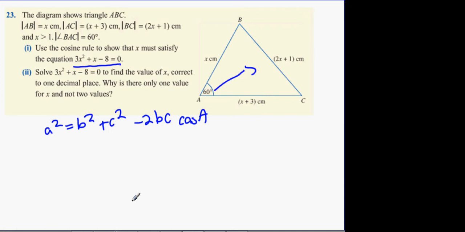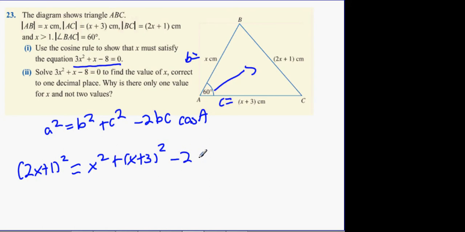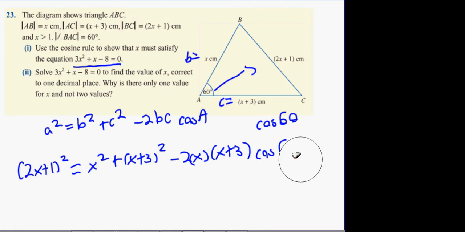And what's opposite that angle? 2x plus 1. All you have to do is this, guys. 2x plus 1 squared equals, let's call that one B, this one C, so we're going to get x squared plus x plus 3 squared minus 2 times x times x plus 3 cos 60. Now can anybody tell me what cos 60 is? It's going to turn out nice. It's a half, isn't it? Now, what's 2 times a half? 1. So basically cancel the 2 and a half.